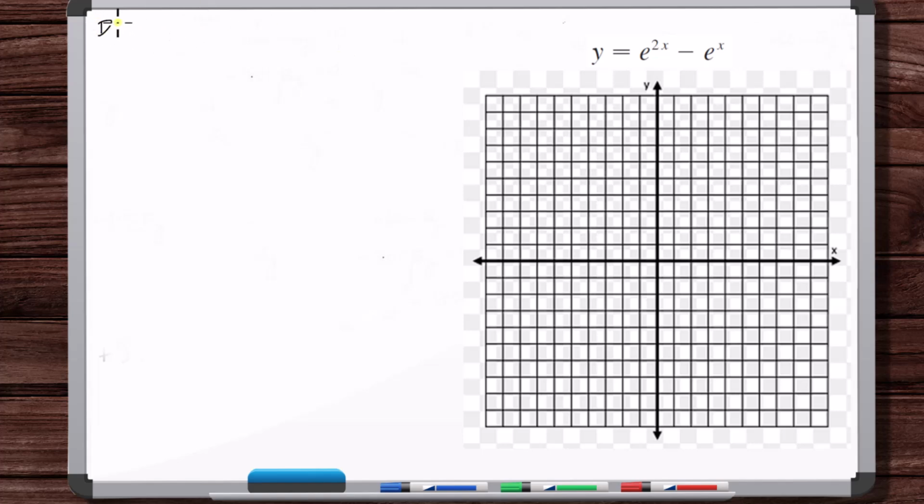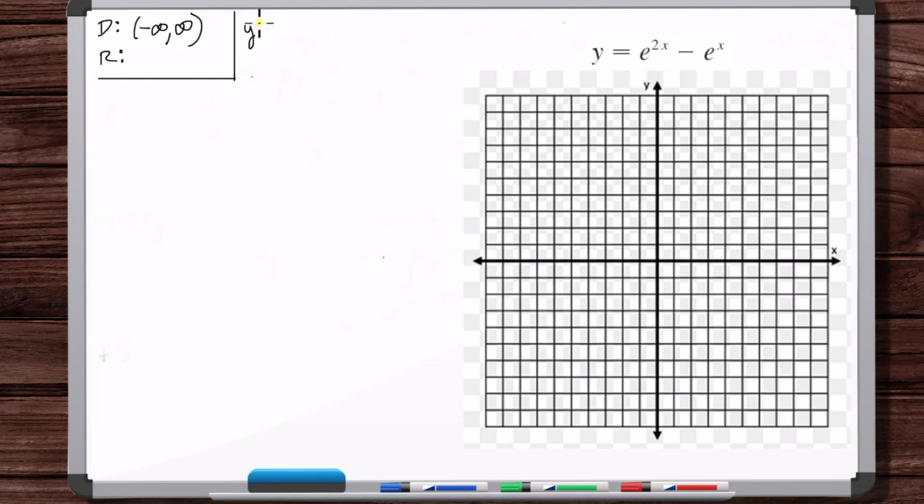All right, step one, the domain. What is the domain of e to the x? You can input anything you want into e to the x, and so it's the same idea with e to the 2x. So the domain here is going to be all real numbers. Okay, the range should also be all real numbers, but we'll come back to the range later in the video.